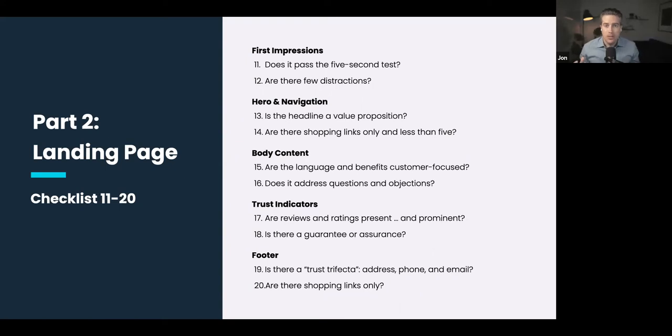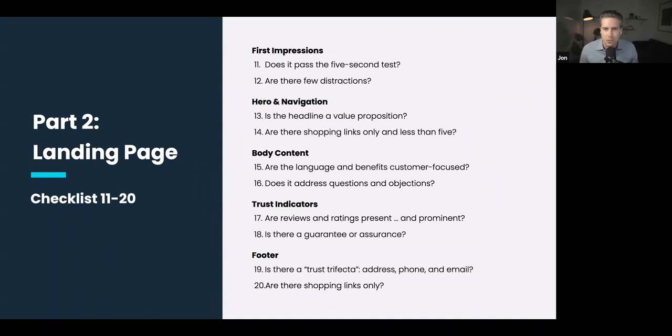Well, what's really important is always that first impression, right? My mom always told me you have one chance to make a first impression. It's no different on a landing page. The best way to do this is to run the 5-second test. Ask a customer or somebody who doesn't know that much about your business to perform what's called a 5-second test.